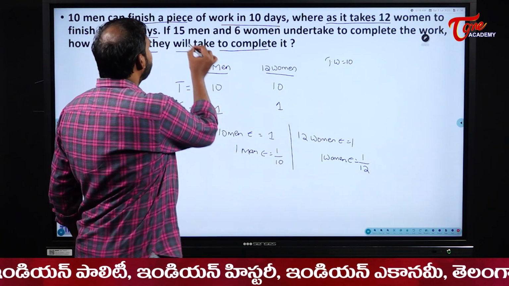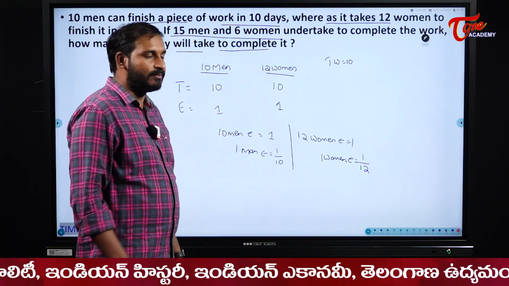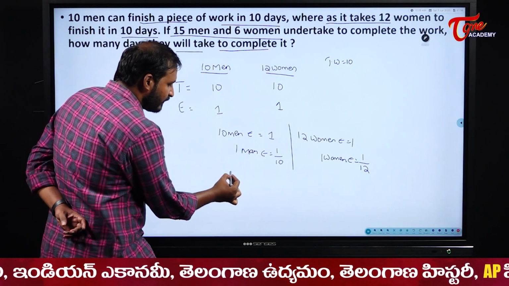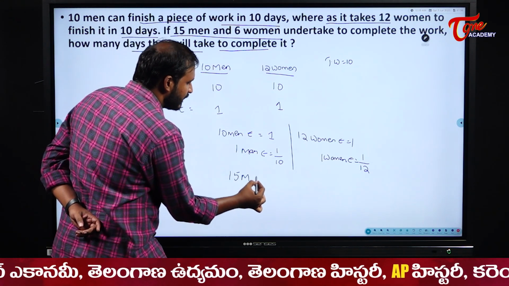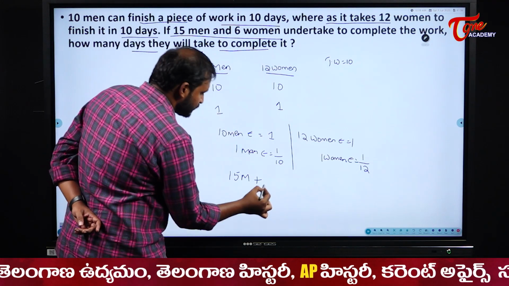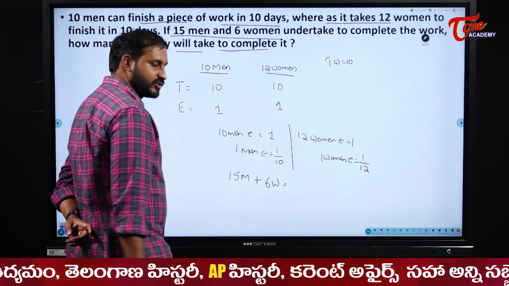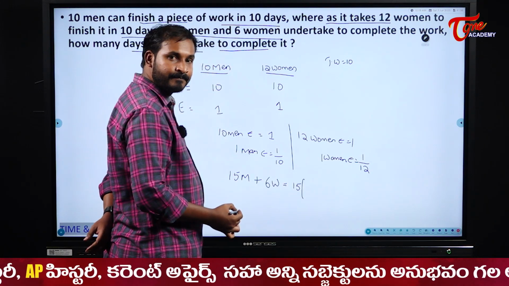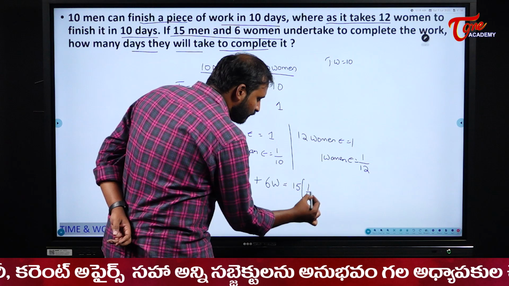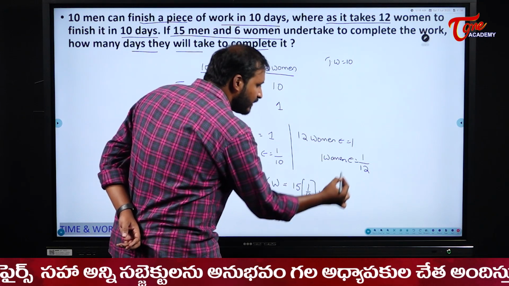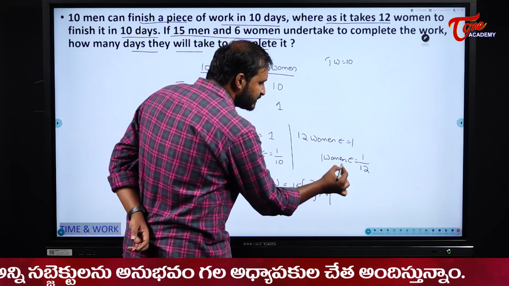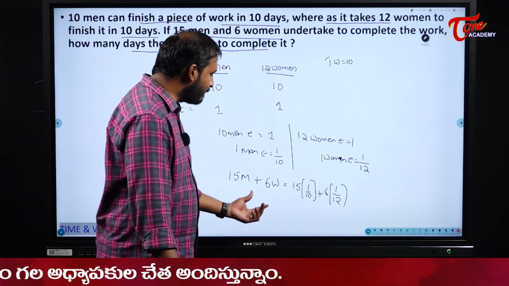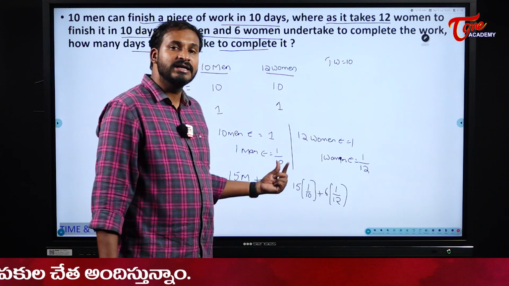Now they are telling that if 15 men and 6 women undertake to complete the work, how many days will they take to complete? Now see here, students. I need to find the combined efficiency of 15 men and 6 women. 15 into 1 man's efficiency, which is 1 by 10, plus 6 into 1 woman's efficiency, which is 1 by 12. So this is the combined efficiency of 15 men and 6 women.